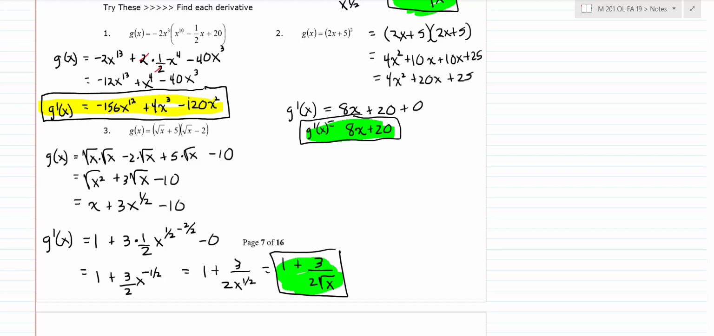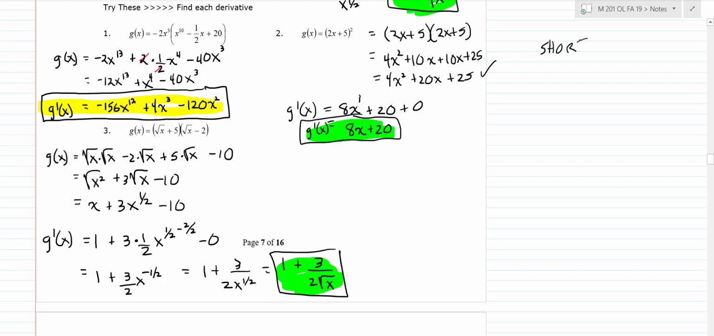Number 2, multiply it out first. I'm going to show you 2 ways on this. So I went ahead and FOILed it. When you FOIL it, you get this. If you didn't get that, you want to make sure you see what your mistake was. Then when you do the calculus and do the derivative, this would be 2 times 4, or just 8x to the 1st. This is a linear term. Its derivative is 20. This is a constant. Its derivative is 0. So you get 8x plus 20.